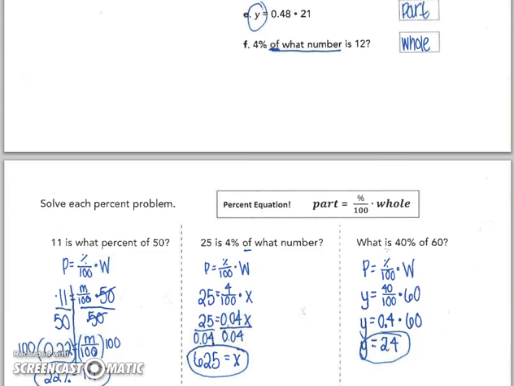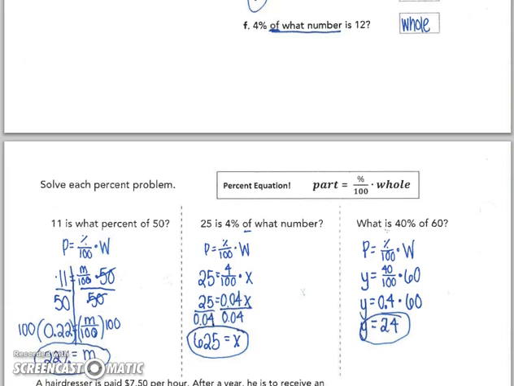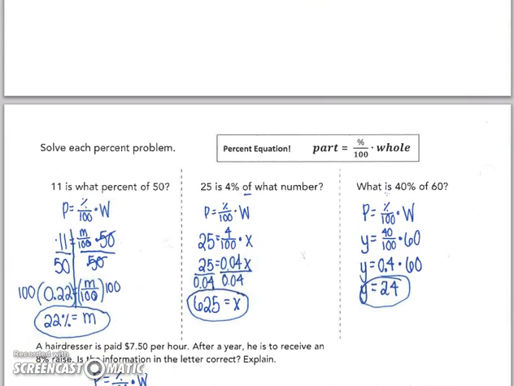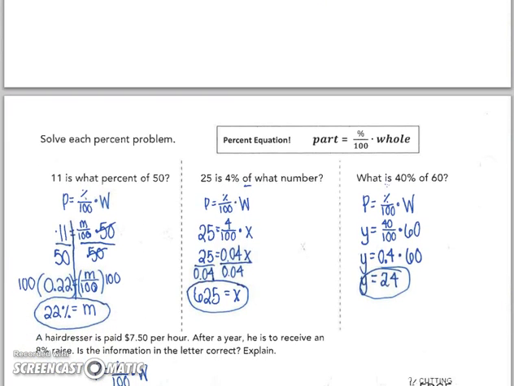Okay. So those are our 3 examples that we've seen where there's just a quick sentence that asks us to find either the part, the percent, or the whole. Now the next example that we see is more like a word problem. So let's read it together. It says, a hairdresser is paid $7.50 per hour. After a year, he is to receive an 8% raise. Is the information in the letter correct?